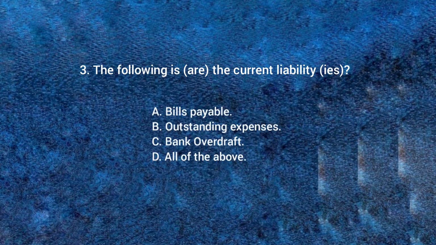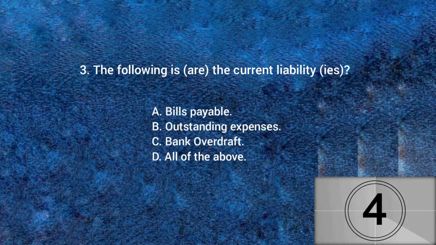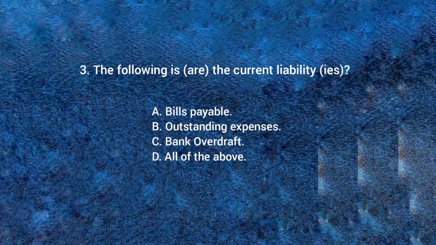Question number 3. The following are the current liabilities. The options are A. Bills payable, B. Outstanding expenses, C. Bank overdraft, D. All of the above. The correct answer is D. All of the above.